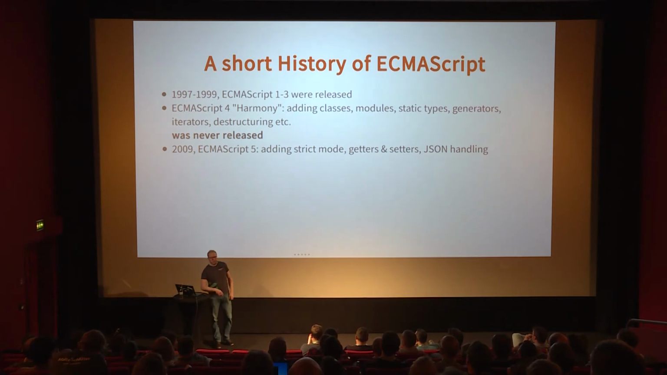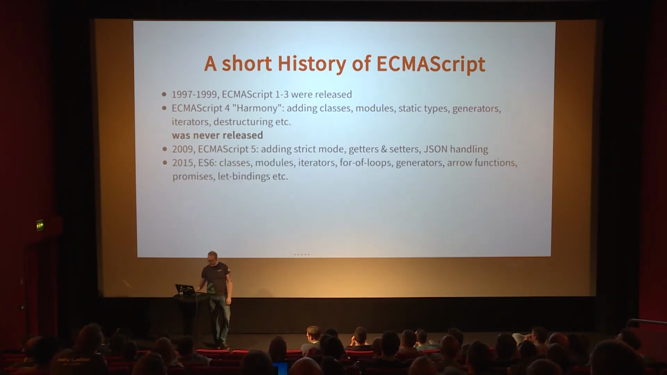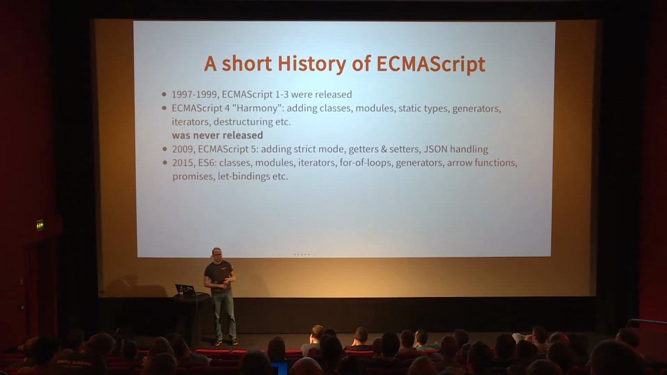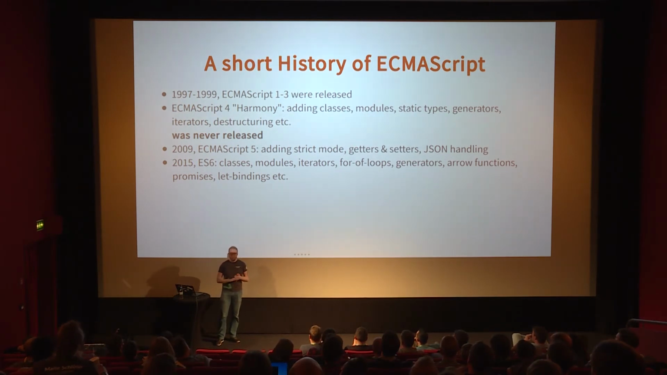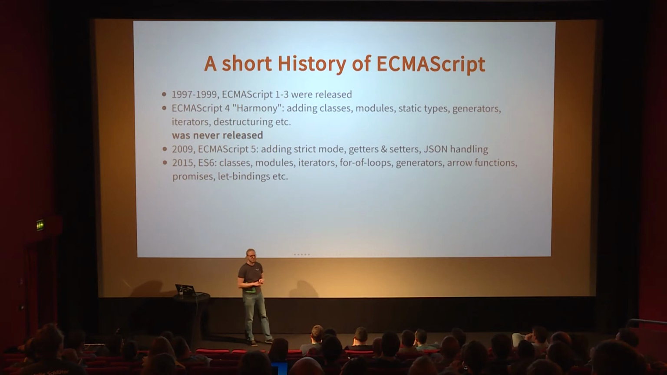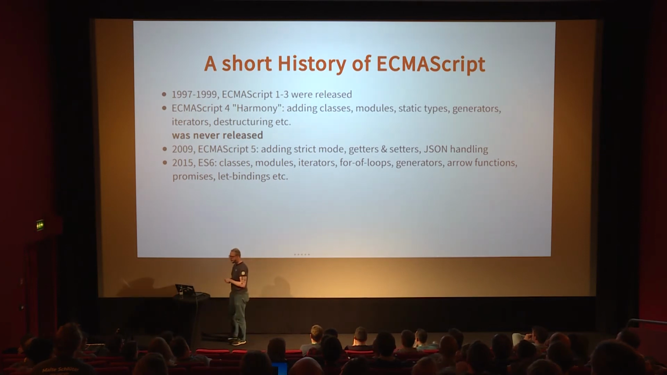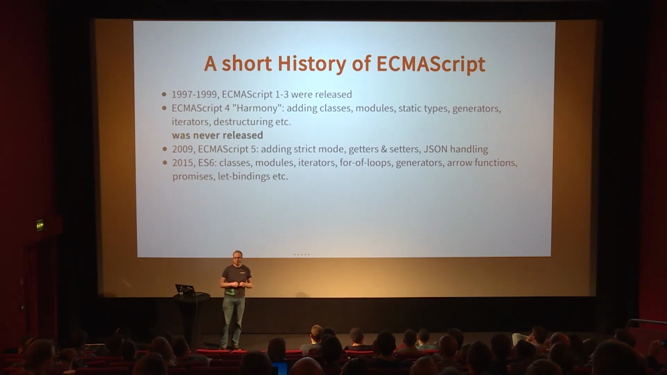And then we had to wait another 6 years until ECMAScript 6 was released. And ECMAScript 6 in big parts was what Harmony should have been. So we got classes, we got modules, we got iterators, we got the for-of loop that for most developers today replaced the for-in loop that was absolutely useless. We got generators, arrow functions, promises, and we got useful scoped bindings with let and const.